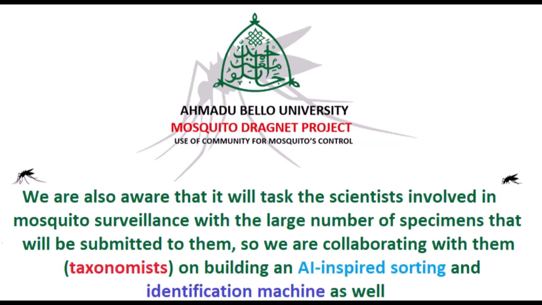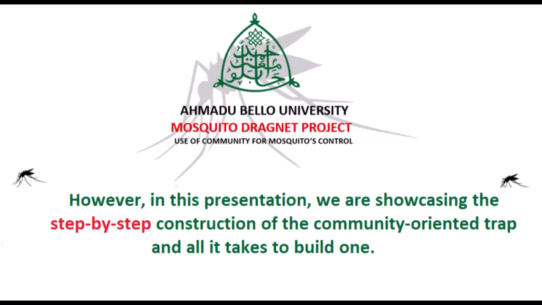We are also aware that it will task the scientists involved in mosquito surveillance with the large number of specimens that will be submitted to them, so we are collaborating with them, taxonomists, on building an AI-inspired sorting and identification machine as well. However, in this presentation, we are showcasing the step-by-step construction of the community-oriented trap and all it takes to build one.